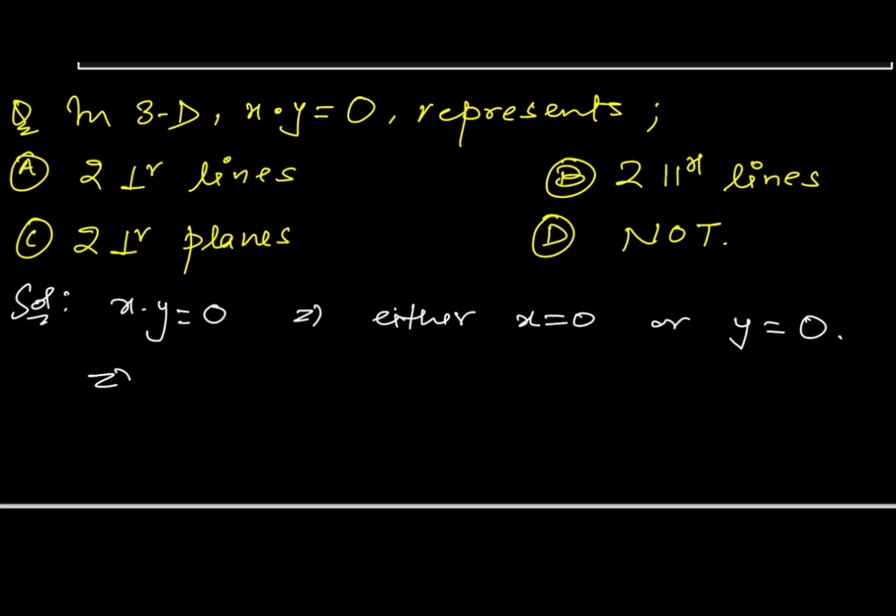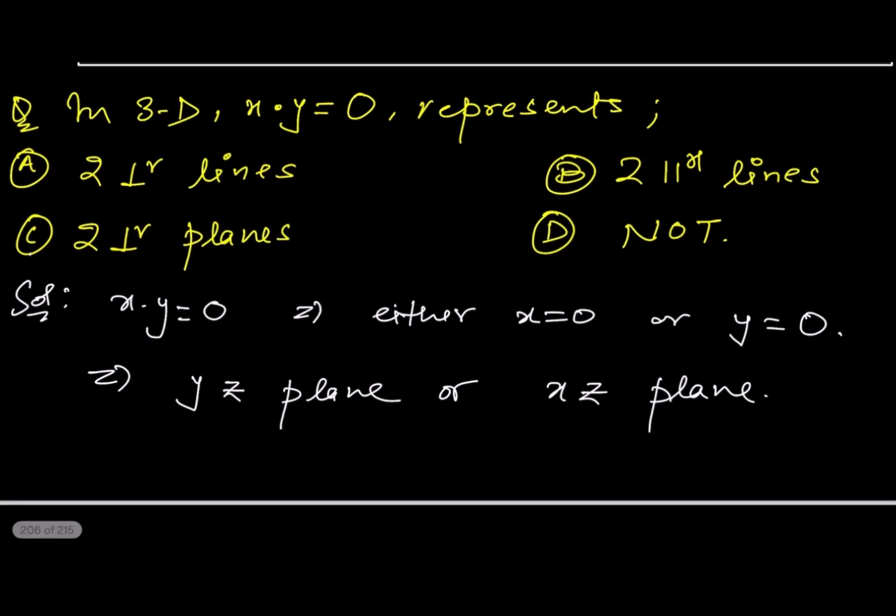So x is equal to 0 represents the yz plane, because in the yz plane the x coordinate will be 0 only, and y is equal to 0 represents the xz plane, because in the xz plane the y coordinate is 0. So it is the xz plane or the yz plane. The xz plane is perpendicular to the yz plane. So in 3D, x into y equal to 0 represents perpendicular planes. So you can write these are two perpendicular planes.